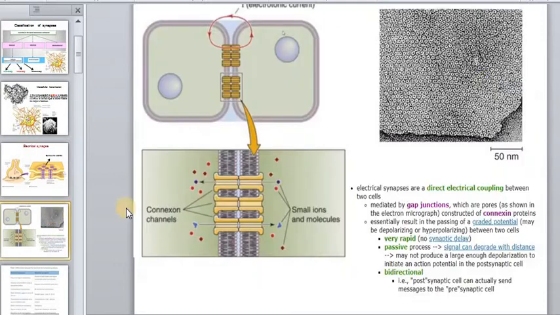Next slide, you see a lot of connexon channels on the surface of the membrane, and here you see connexon channels through the bi-phospholipid membrane. Small ions and little molecules can move through these channels. Here you see the description: an electrical synapse is much quicker than a chemical synapse.